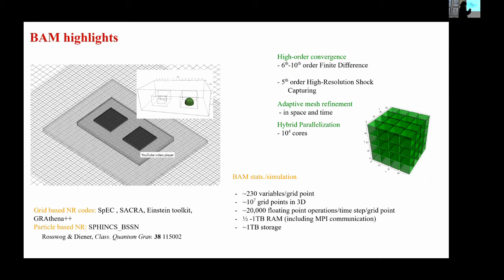And then some of the typical BAM statistics for a simulation can have numbers like this. For each simulation, you can have 230 variables at every grid point. And then in a medium to high resolution simulation, you can have 10 million grid points in a 3D simulation. At every grid point, every time step of the evolution, it performs 20,000 floating point operations. And it can be a bit more depending on how many different kinds of physics we're talking about.